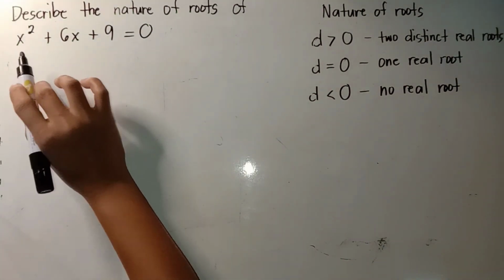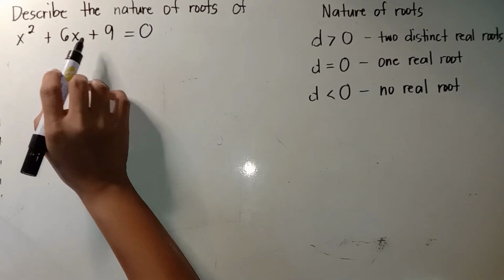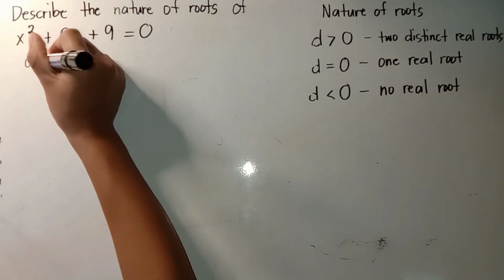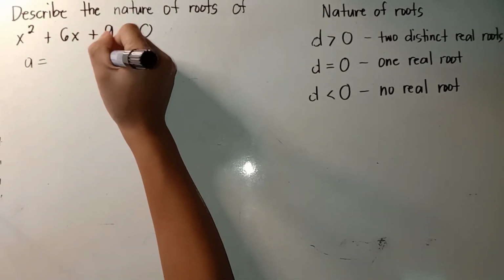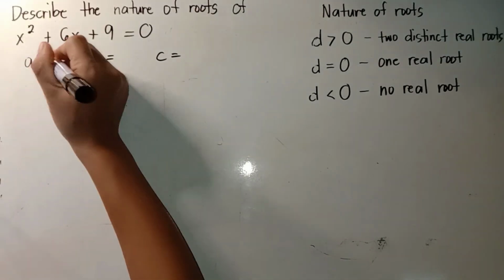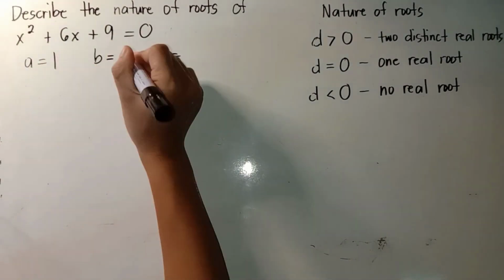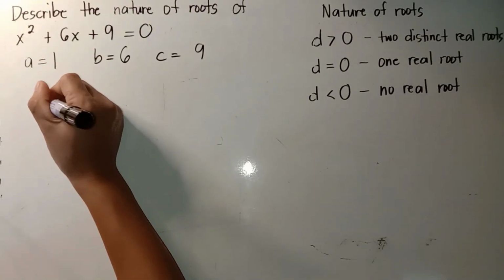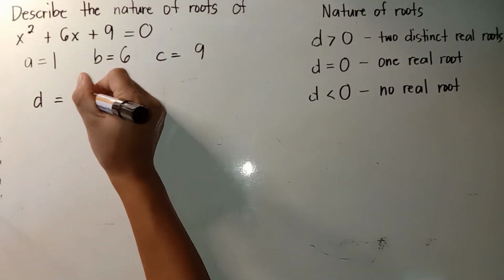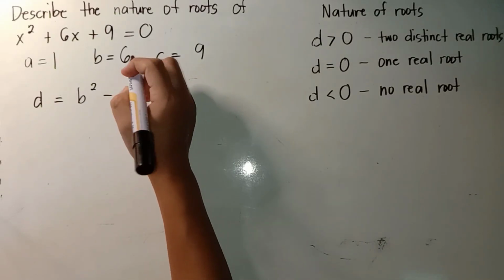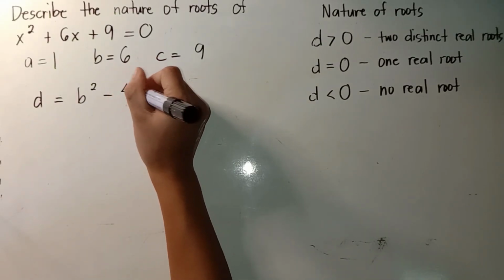Okay, since the equation is in standard form already, we can already identify the values of a, b, and c. So a is equal to 1, b is equal to 6, and c is equal to 9. Next, we will substitute the obtained values into the formula, which is b squared minus 4ac.